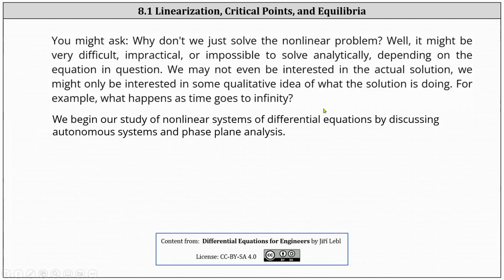In the next lesson, we'll begin our study of nonlinear systems of differential equations by discussing autonomous systems and phase plane analysis.